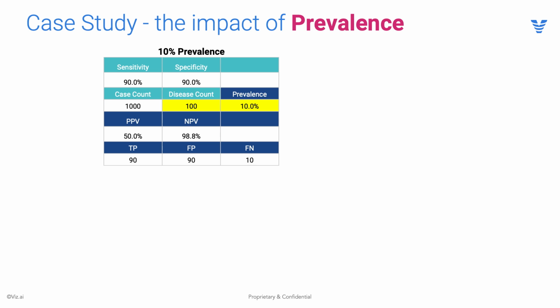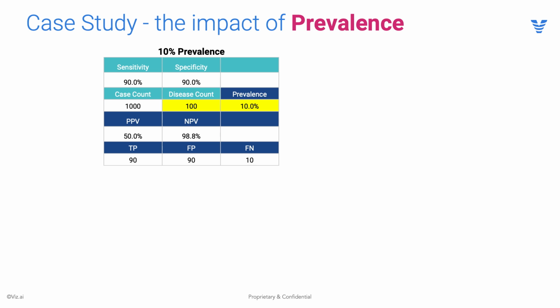With a 10% prevalence, an algorithm with 90% sensitivity and 90% specificity, disease count of 100, which is a 10% prevalence, PPV is 50%. That's one true positive for every false positive. So every other alert they're going to get is going to be accurate. The NPV is super high, so the ability to adequately predict that a patient doesn't have disease would be really strong.